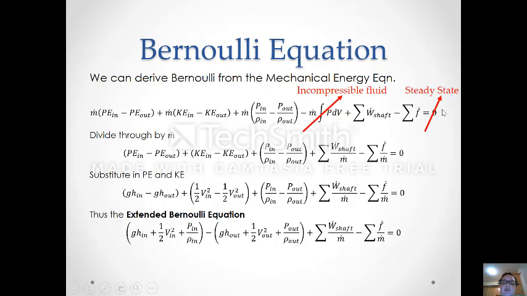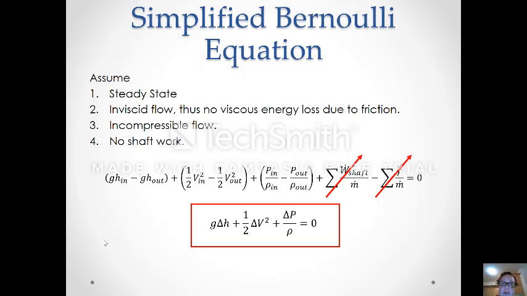First we're going to say steady state, that goes to 0. We're going to say we have an incompressible fluid, so we can get rid of that term. Then we divide through by m dot, we end up with these terms, and then we end up with what is known as the extended Bernoulli equation down here. But we can simplify that even further. If there is no shaft work being done, and if we're dealing with no friction, then those last two terms cancel out, and we end up with the simplified Bernoulli equation.